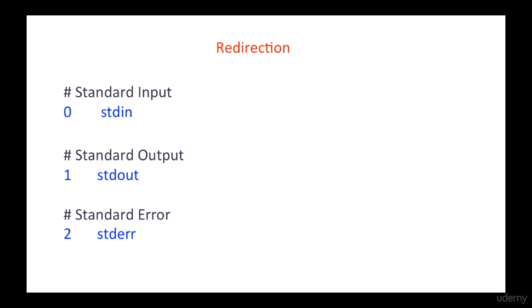Apart from these three, you can create your own file descriptors, but these are the three standards. So if you open a file, you will not get a file descriptor of 0. You will get only numbers starting from 3, because 0, 1 and 2 are always reserved for any process. Those three, stdin, stdout and stderr, are always reserved.